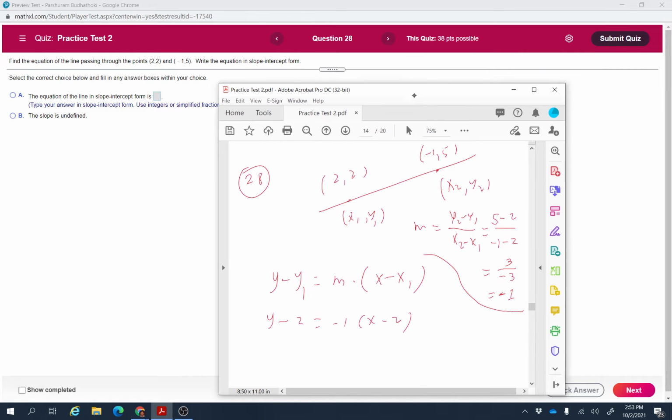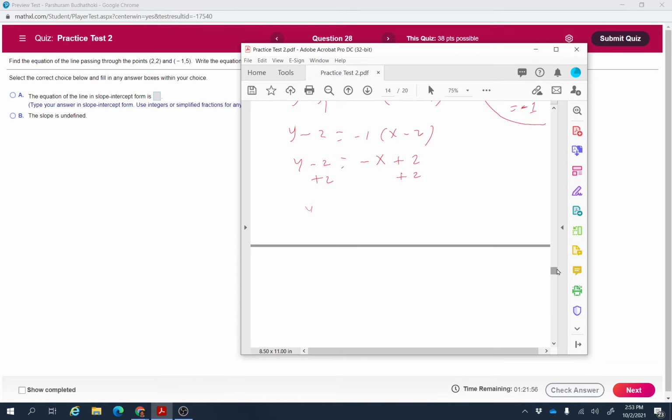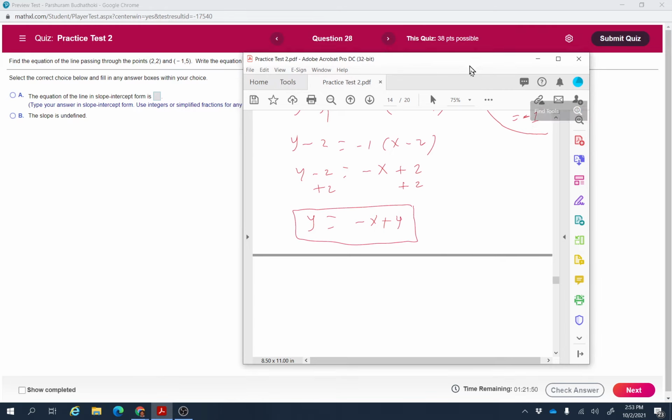Since we're looking for the equation in slope-intercept form, we have to bring this 2 to the right side. So before that, let me distribute this negative 1 here. Negative 1 times x is negative x, negative 1 times negative 2 is positive 2. And now we want to bring this negative 2 to the right side, so just add 2, and that will give you y equals negative x plus 4. This is the slope-intercept form.